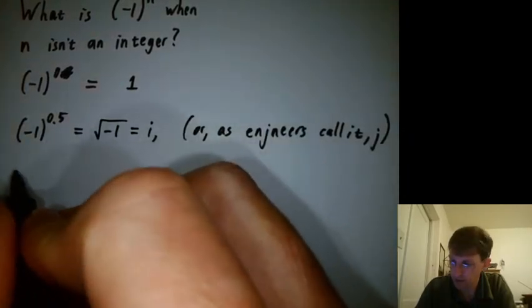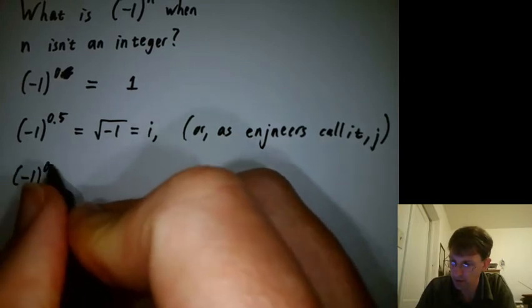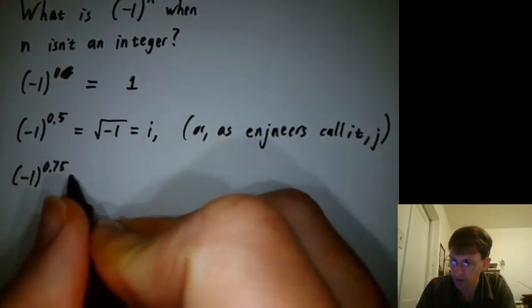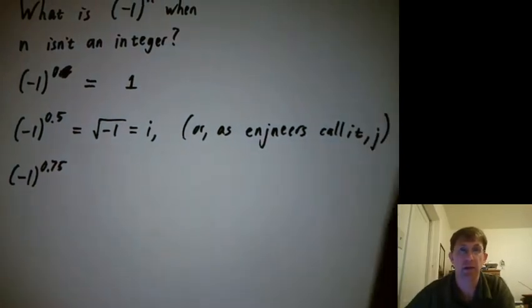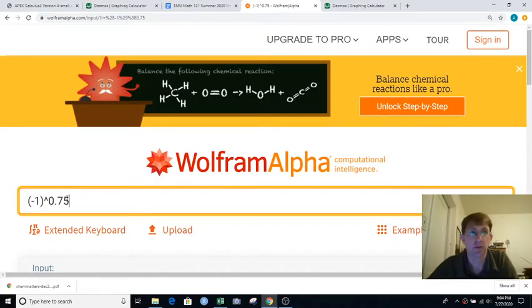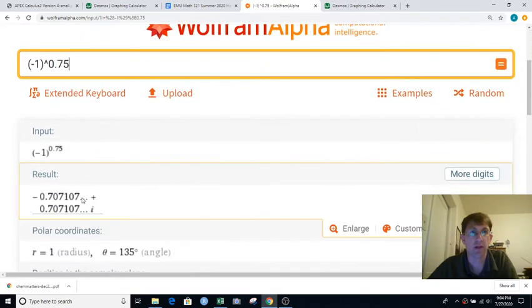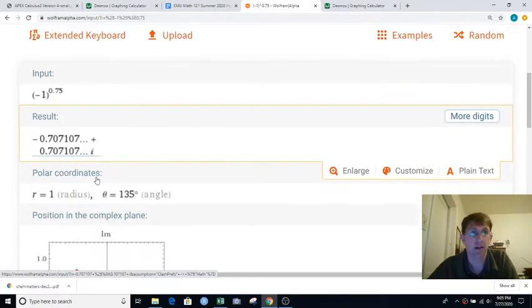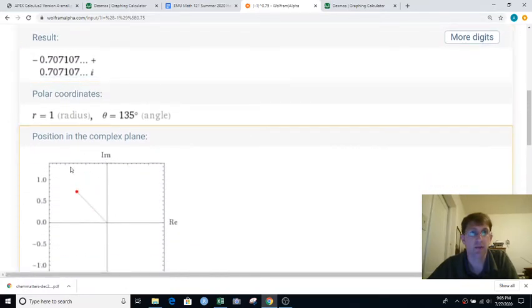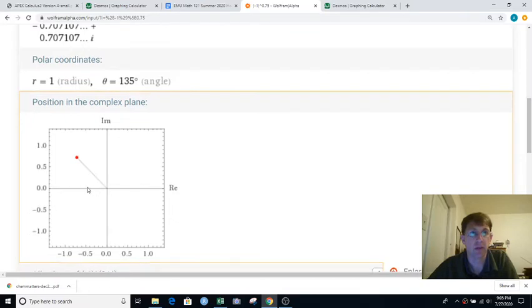And then the homework asks, what's -1 to the 0.75? That one's harder to do in your head, but we can go check Wolfram Alpha or something. So if you just type -1 to the 0.75, it tells you the answer is -0.707-ish plus 0.707i. And it even says, here's a plot of it in the complex plane. So it's back behind the y-axis here, but still in the positive y values. So let's go plot that.